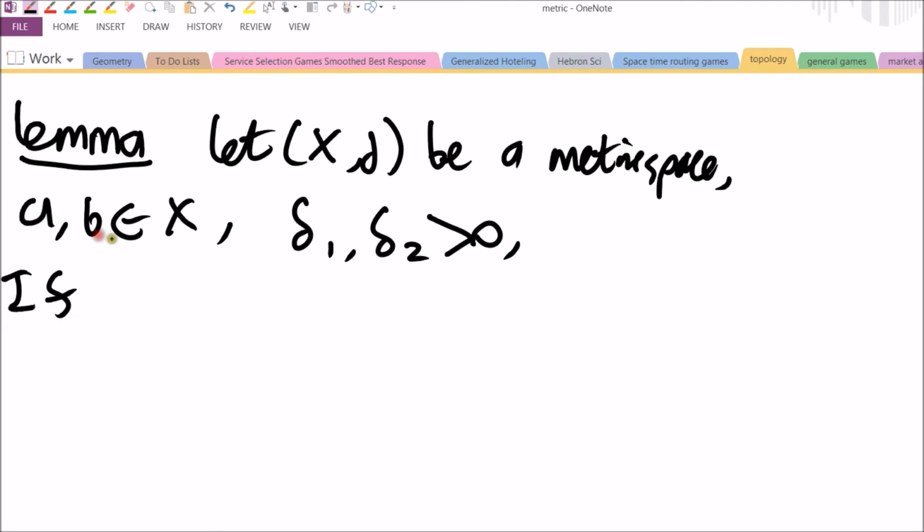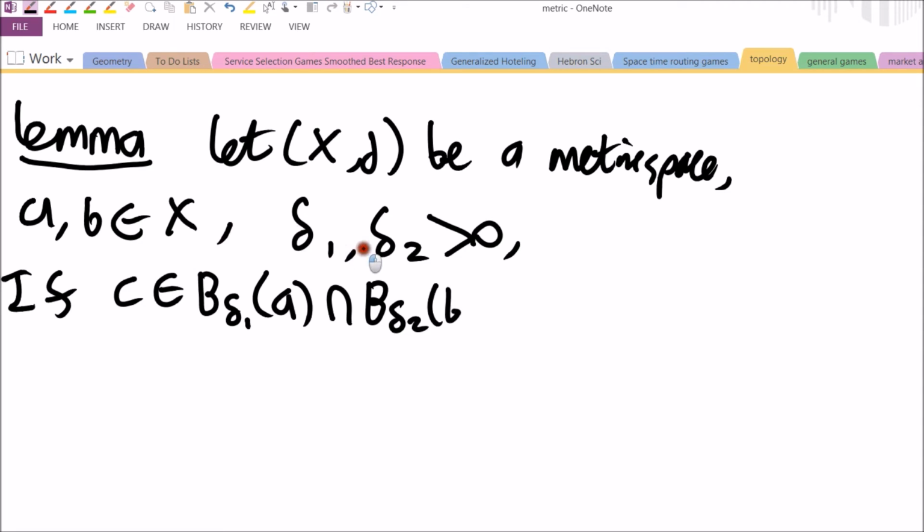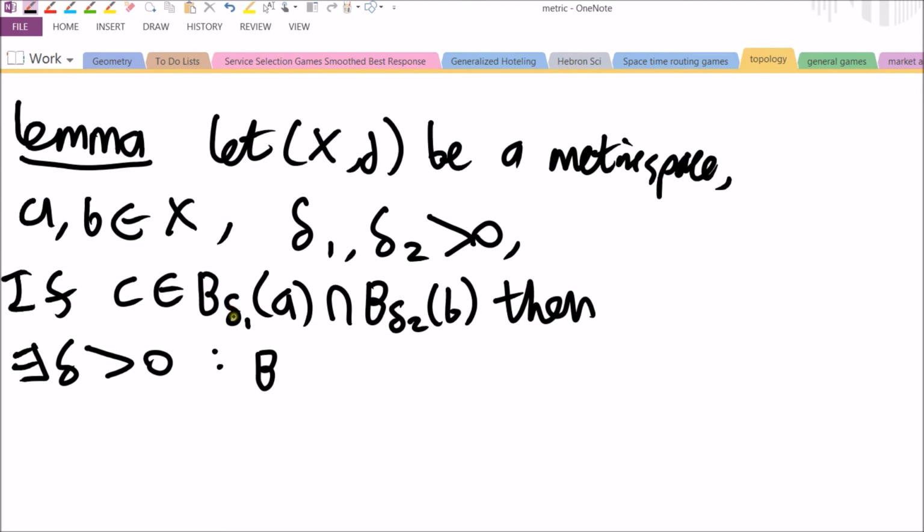If we have a point C which is within the open ball of radius delta 1 about point A, and it's also within the open ball of radius delta 2 about the point B, then there's going to exist another number, which we'll just call delta, such that there is an open ball of radius delta about this point C, which is completely contained within the intersection of the radius delta 1 open ball about A and the radius delta 2 open ball about B.